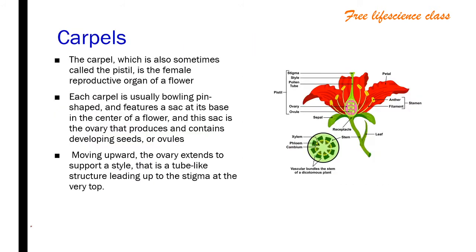So we are moving on to the next slide, that is the carpel. The carpel is the female part. It is also called the pistil, and it is the female reproductive organ of the flower. Each carpel is usually pin shaped, like a bowling pin.